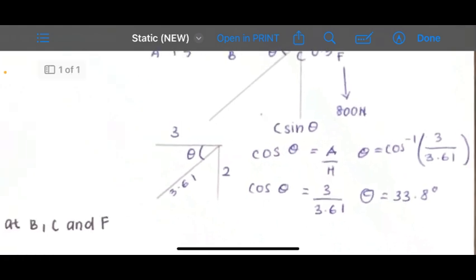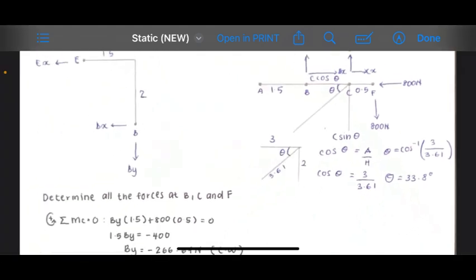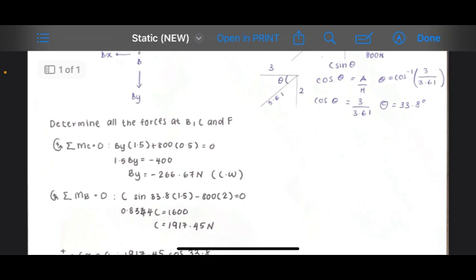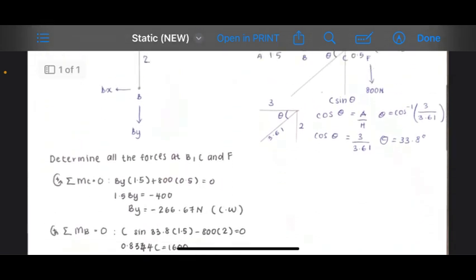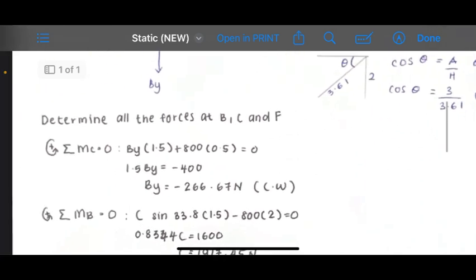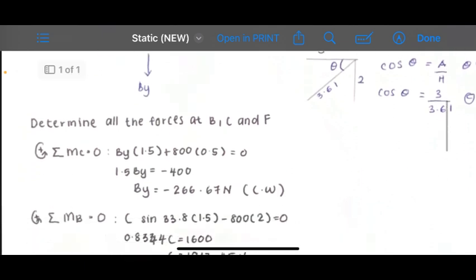We use the cos theta formula, the adjacent divided by the hypotenuse. So we use 3 and the hypotenuse is 3.61. We divide them and we get theta, that is 33.8 degrees. So we find the moment at C to get the By force.